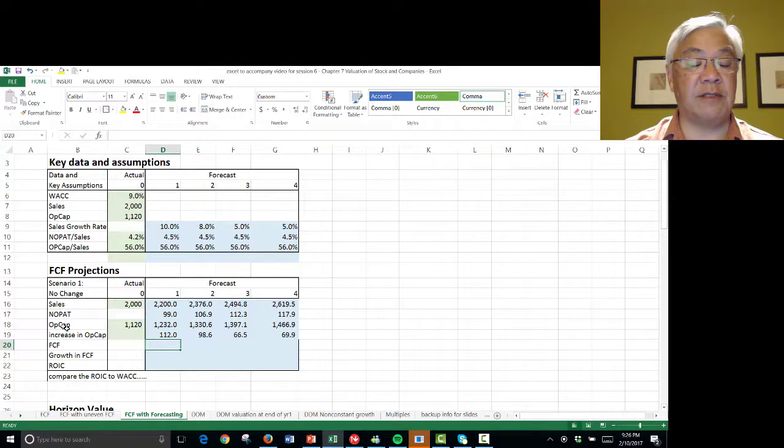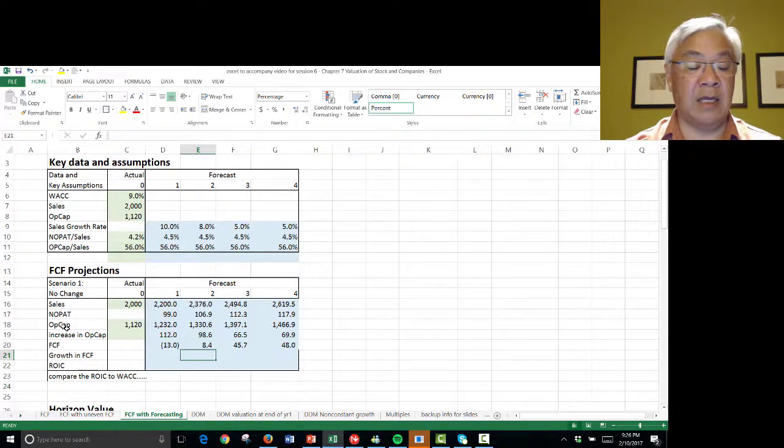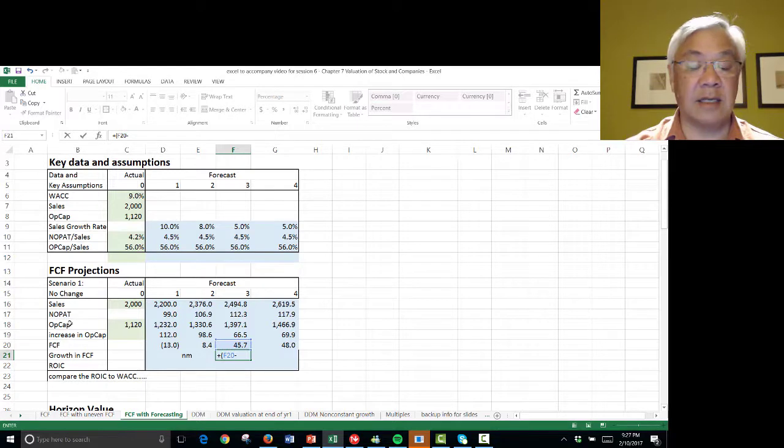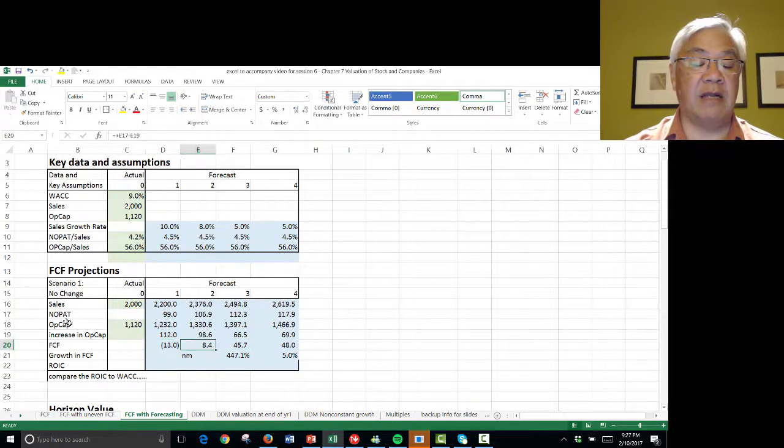Now we're ready to get free cash flows, which is NOPAT minus increase in operating capital. And we copy that across. And we see a pattern of starting negative, but we get better each year. This minus the base year divided by the base year. And we can copy that across. So we see some pretty dramatic jumps here where it goes from negative to positive, then it jumps, and then it stabilizes. So this is the reason we do this approach.